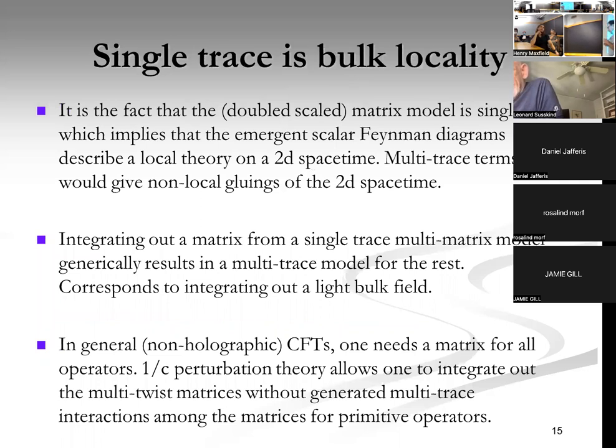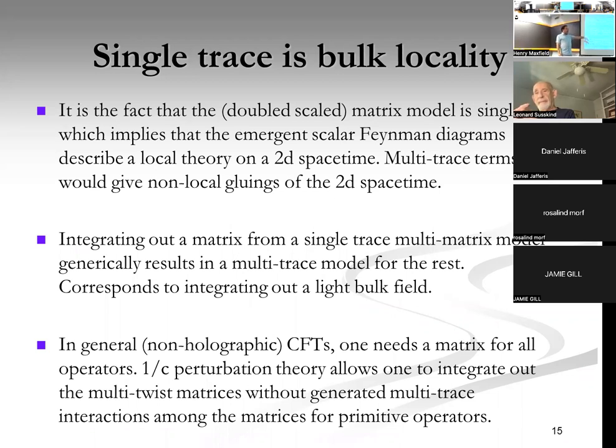Now, I think the fact that the model is single trace, when written just in terms of this matrix O, which is the bulk field, and H is really the signature of bulk locality, right? If we had a multi-trace term, there would have been some non-local gluing in the 2D space. So locality of the bulk is what gives something single trace. And in general, obviously, if I have a single trace multi-matrix model, integrate out some matrices, it looks multi-trace for the rest.